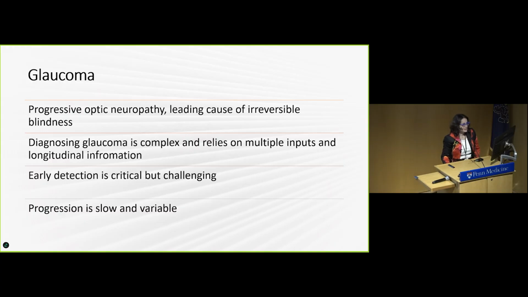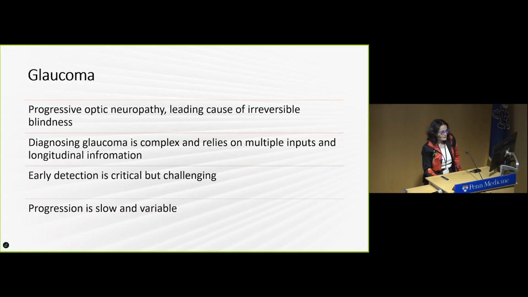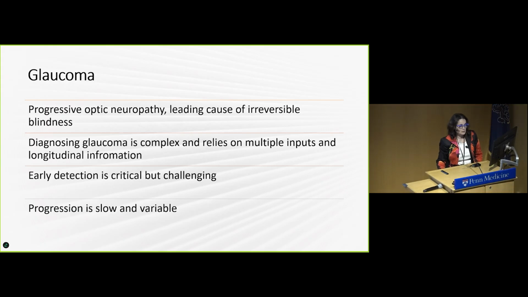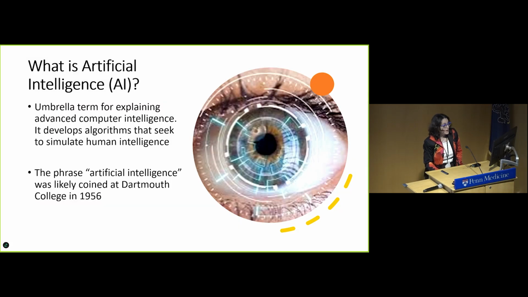Just a reminder, glaucoma is a progressive optic neuropathy. It's the leading cause of irreversible blindness. The diagnosis is complex, it's multimodal, and there's no pathognomonic sign or symptoms or diagnostic test for glaucoma. Early detection is critical, but challenging. Progression is slow and variable. And AI has the promise to improve a lot of this, hopefully.